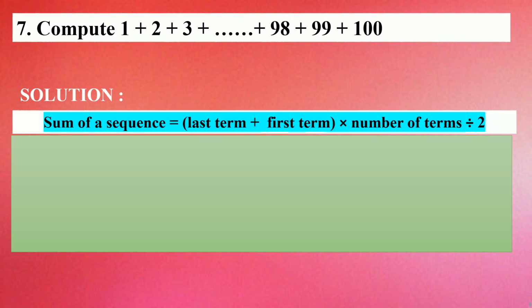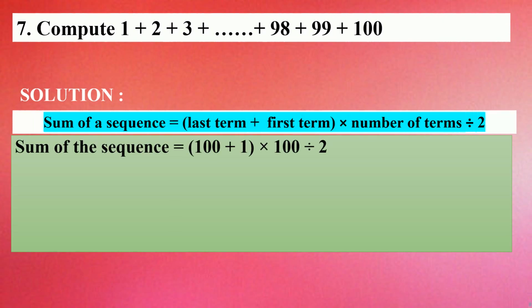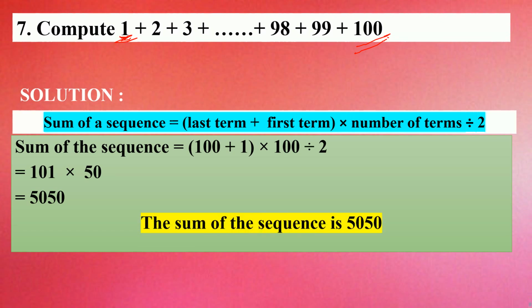Sum of sequence is last term plus first term into number of terms divided by 2. So that is the last term we have, 100 here, and we have the first term that is 1. So now using that we are going to solve this particular number sequence. 100 plus 1 into 100 divided by 2, that is 101 into 50. We get 5050. The sum of the sequence is 5050.